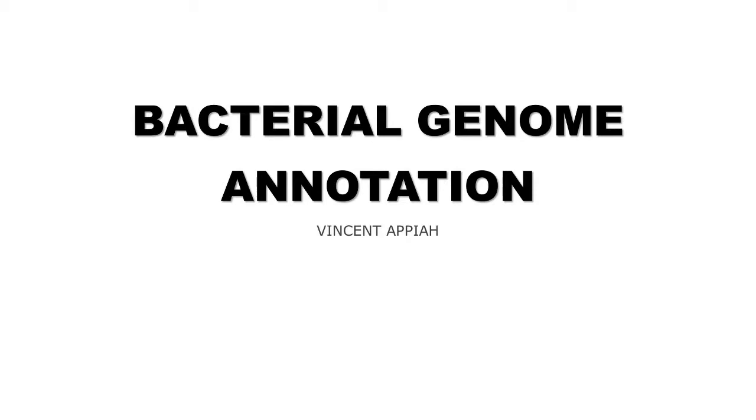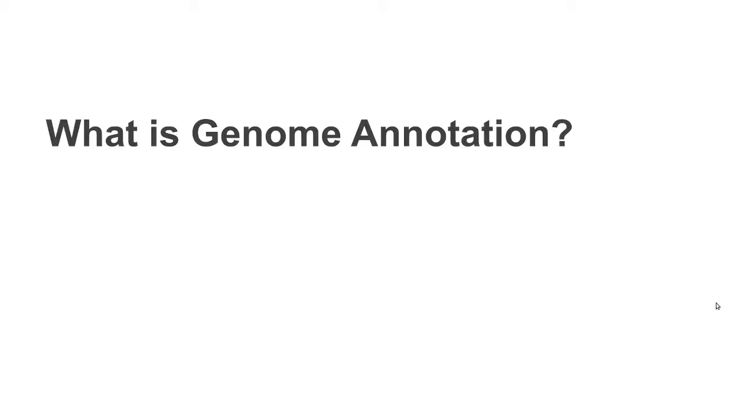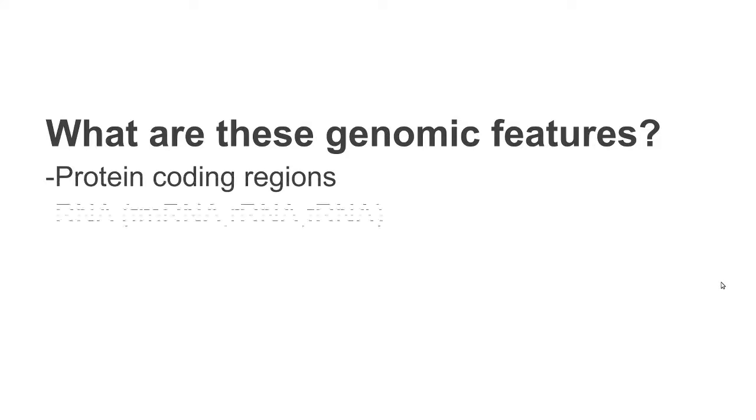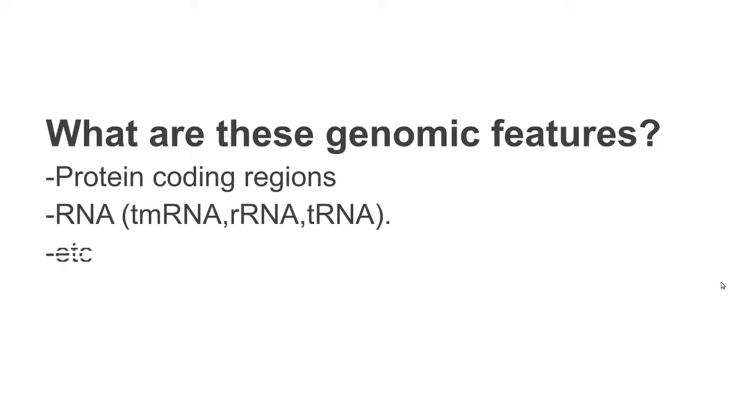Today we are going to look at how to perform genome annotation on bacterial genomes. So what is genome annotation? This is the process of identifying, locating, labeling, and assigning functions to genomic features on a genome. These genomic features include protein coding regions, RNA, etc.